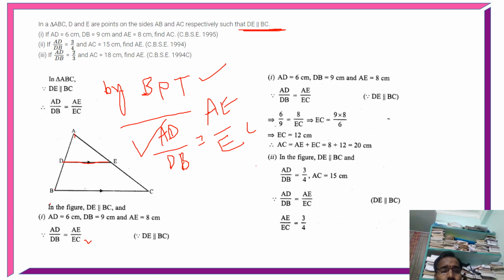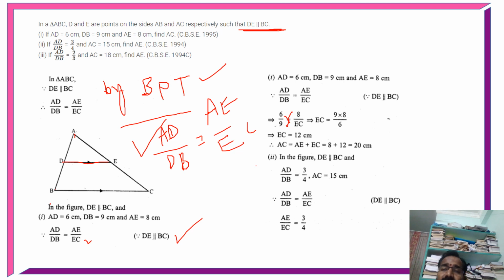So substitute by BPT, DE parallel to BC, by the basic proportionality theorem or Thales theorem: AD by DB equals AE by EC. Here AD value is given as 6, substitute. DB value is given as 9, substitute. AE value is 8, EC we don't know. Do cross multiplication. Then we have 6 into EC equals 8 into 9. If you simplify, students, transpose to the other side of the equality. Here 6 is in multiplication. If you transpose it to the other side of the equality, it will become division.